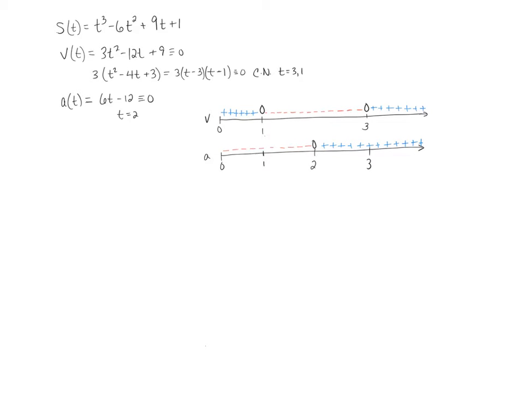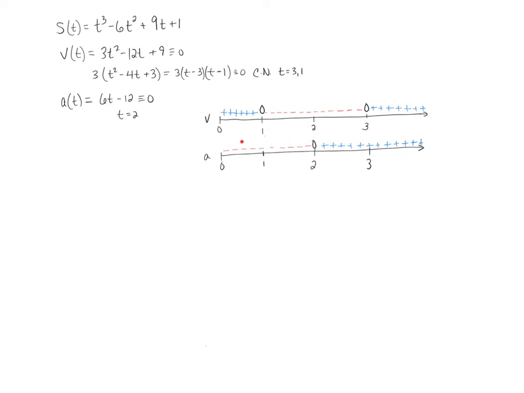I guess I should go ahead and put a 2 up here as well. You can see that between 1 and 2 seconds, both velocity and acceleration are negative. And again, between 3 seconds and beyond to the right, both signs are positive. So those are areas here and here where the particle is going to be speeding up.